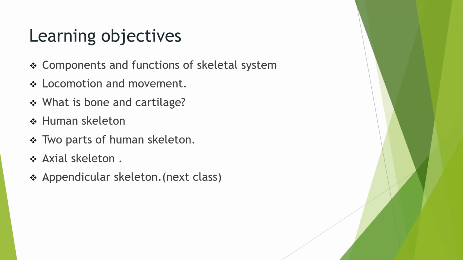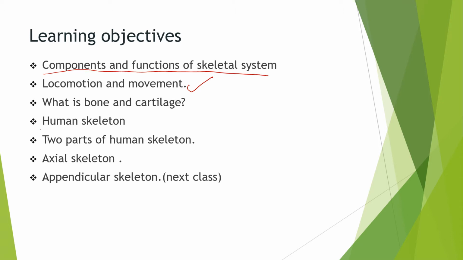So what are the learning objectives of today's lesson? When we say movement and locomotion, you have already studied this lesson in 7th standard. Again, we are taking up this lesson in 9th standard because movement and locomotion is a very important topic, and we all need to understand it. So we should know what is movement and locomotion. We should know about the components of the skeletal system, or what the human skeleton is.